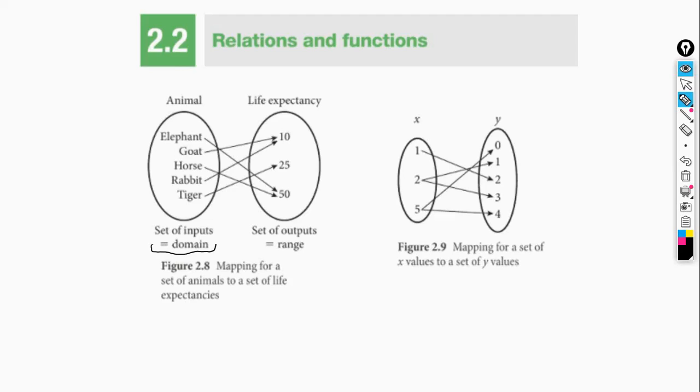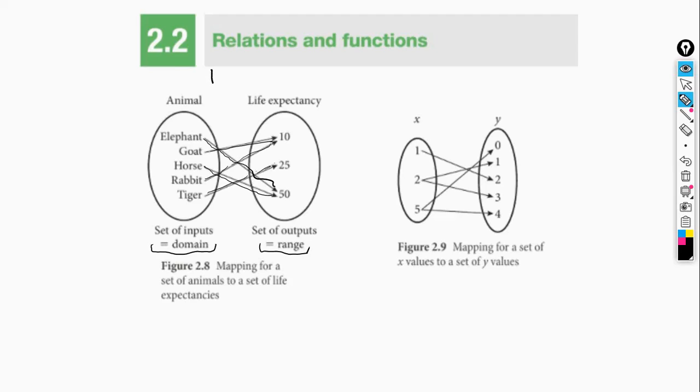And the set of outputs, which is known as a range, is in this case the life expectancy of said animals. So if you take the elephant, it has a life expectancy of 50 years. A goat has a life expectancy of 10 years. A horse also has a life expectancy of 50 years. A rabbit has a life expectancy of 10 years, just like the goat. And finally, we have the tiger, which has a life expectancy of 25 years. Now, this is a good example, a real life example of a function.